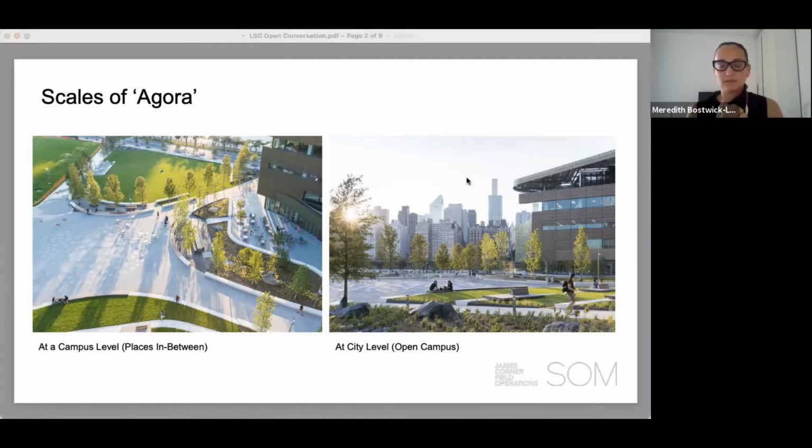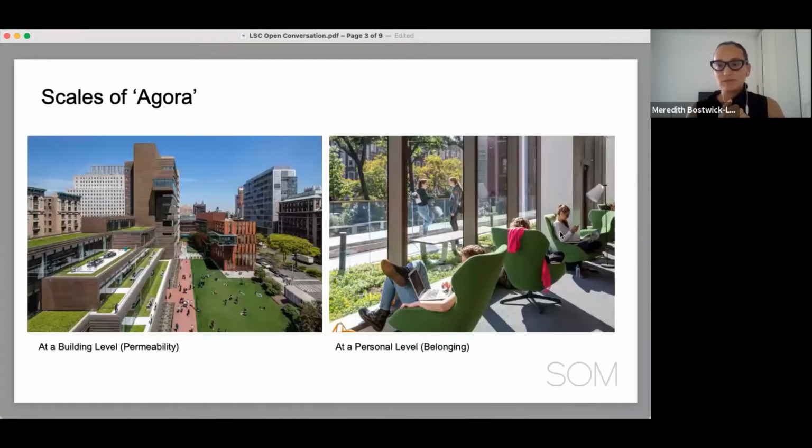Next slide, Felix. So jumping to a more intimate scale, looking at the building level and at a personal level. The building level, something that Jeannie and I have been speaking about over the past few years, is this notion of permeability, and how permeability is important to the space of the Agora, and how you access the Agora, and how the Agora leads you to other spaces.